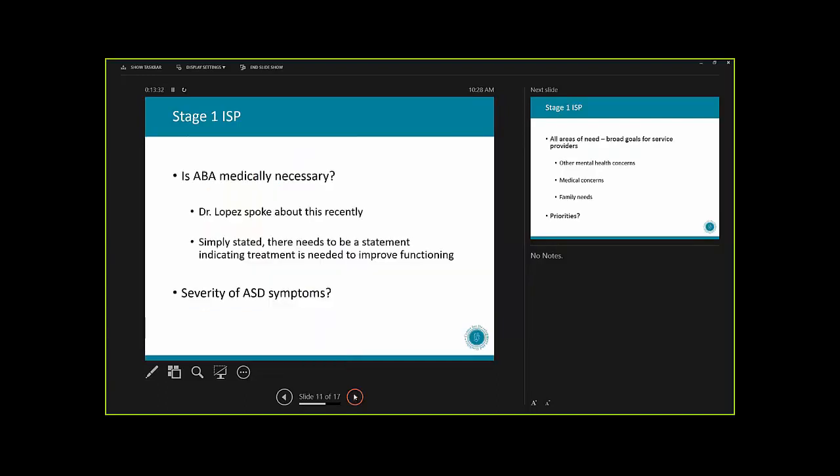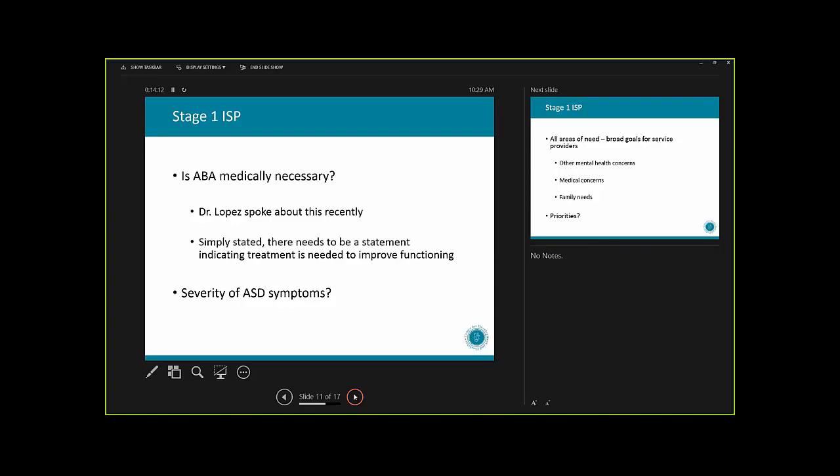So the first piece is that question about the diagnosis of autism, and then secondly, is behavior analytic services medically necessary? And if you guys remember, if you were here on the ECHO a couple of weeks ago, Dr. Lopez spoke more in detail about that medical necessity, but again, simply stated, there needs to be a statement indicating the treatment, particularly behavior analytic treatment, is needed to improve functioning. I mean, that's the core essence of medical necessity. And so that's one of those pieces that if you've given the diagnosis on the ISP, you're going to see some statement along those lines.